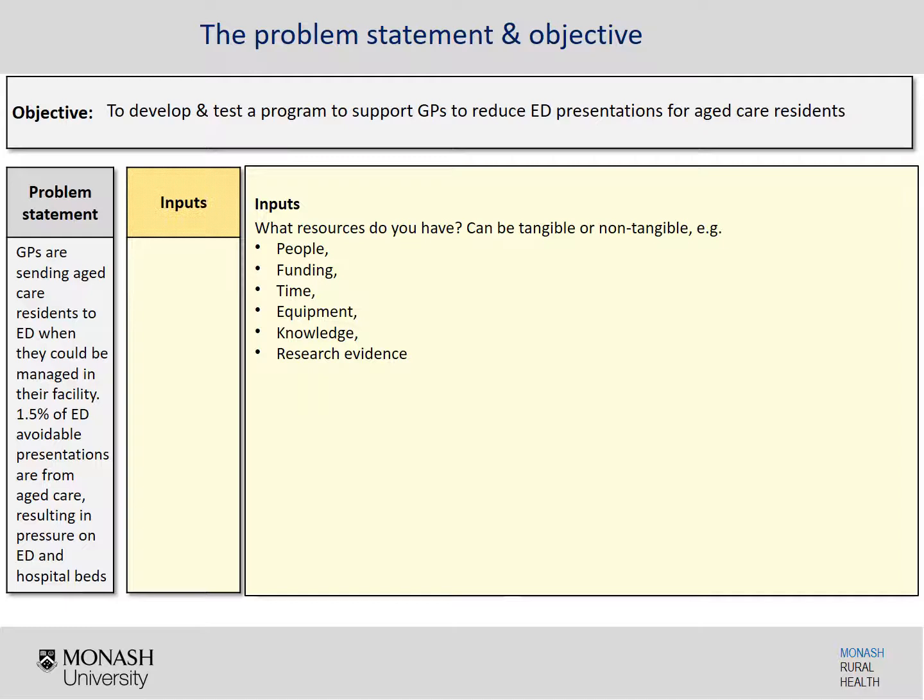So inputs can be either tangible or non-tangible. So tangible things are obviously things like funding or staff. Non-tangible resources can include evidence from other studies, maybe clinical guidelines or frameworks that you might need to follow, relationships with stakeholders, and so on.